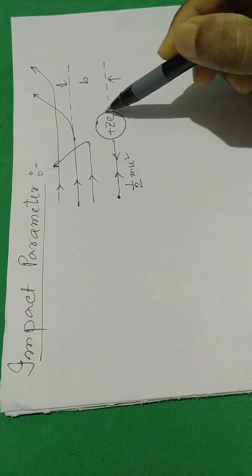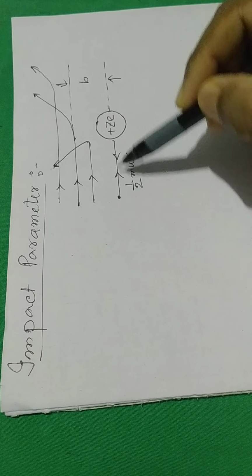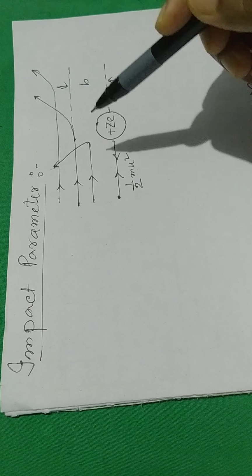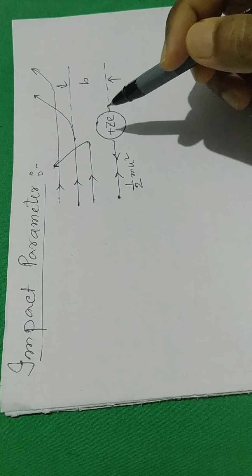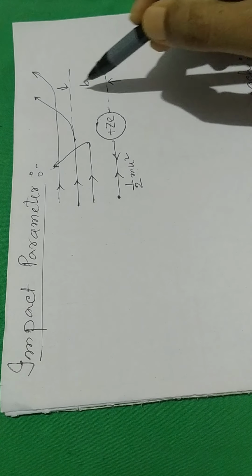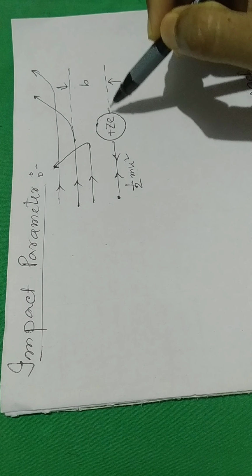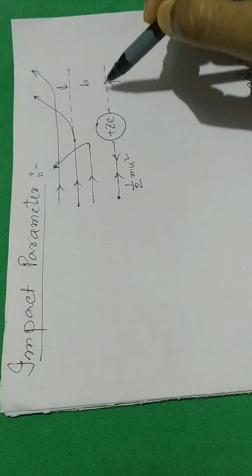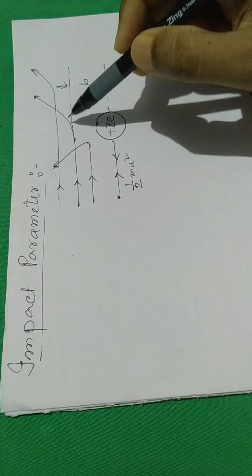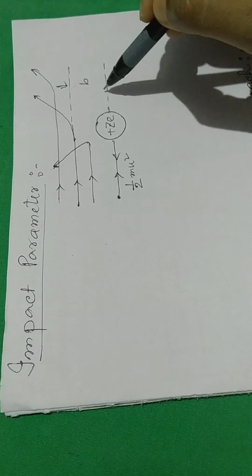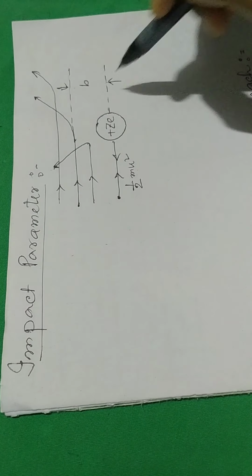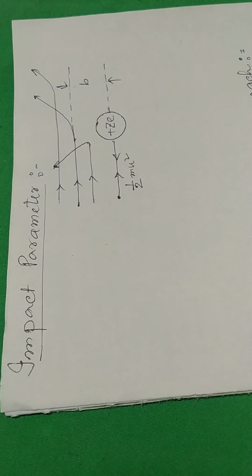Now you see the diagram, this is the nucleus, the alpha particles. So when the alpha particle is moving far away, this is the perpendicular distance from the central line. This perpendicular distance of the initial velocity of the alpha particle is called impact parameter.